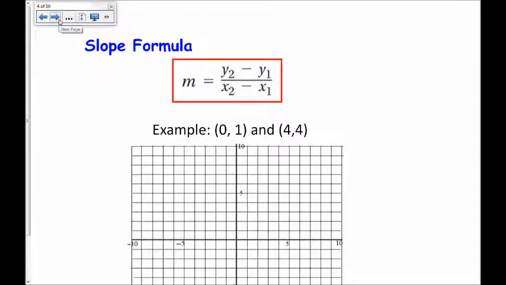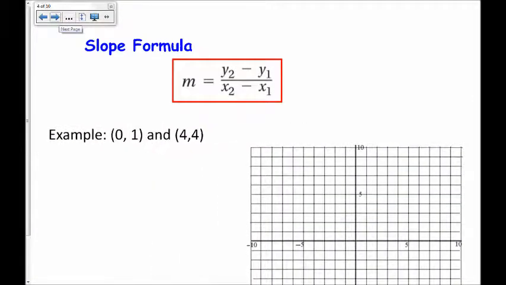The next one is the slope formula. Again, x1, y1, x2, y2. The slope is equal to y2 minus y1.